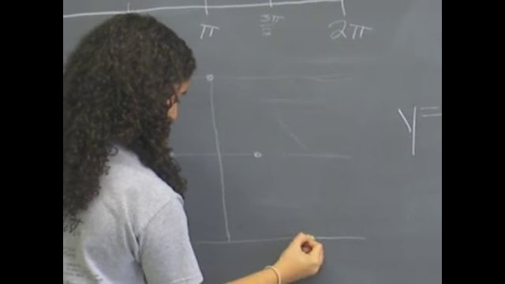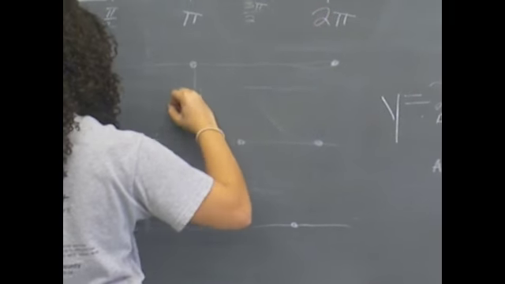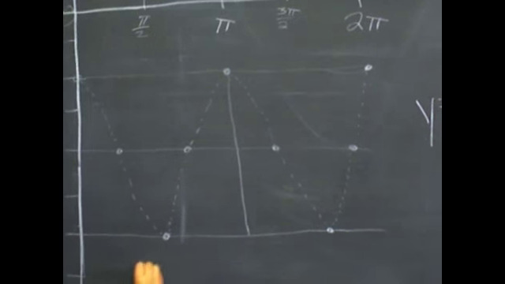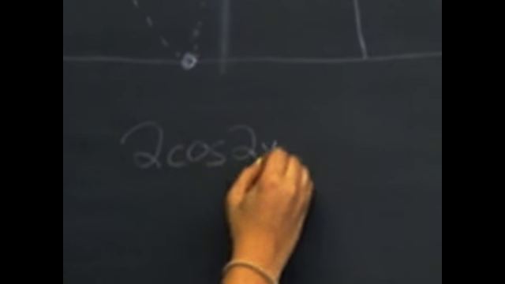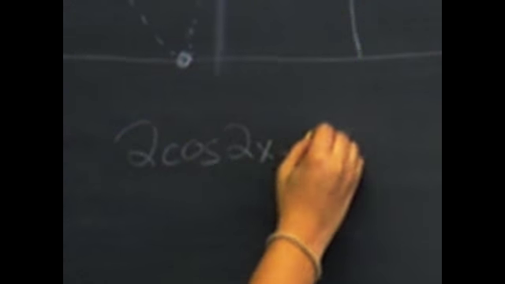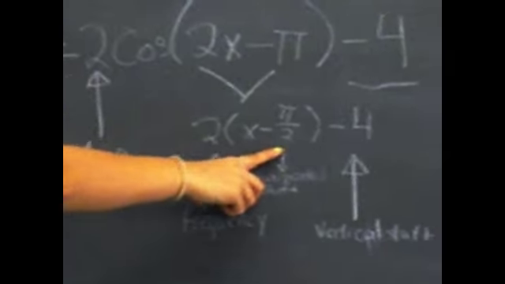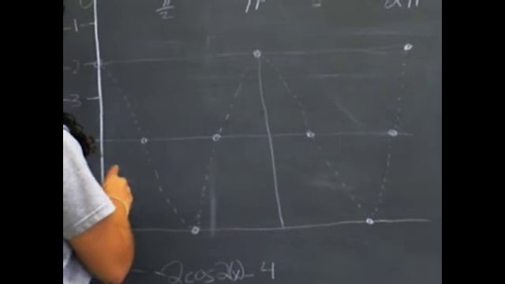And now you just repeat and connect with a dotted line, because this is not the equation that we're looking at. This is just the equation of 2 cosine 2x minus 4. We now want to graph the equation with the vertical shift.